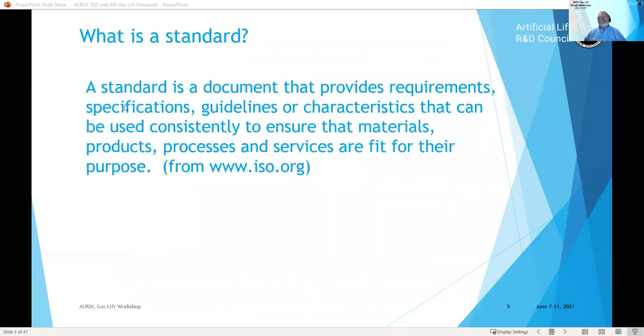So what is a standard? A standard is a document that provides requirements, specifications, guidelines, and characteristics that can be used consistently to ensure that materials, products, processes, and services are fit for their purpose.